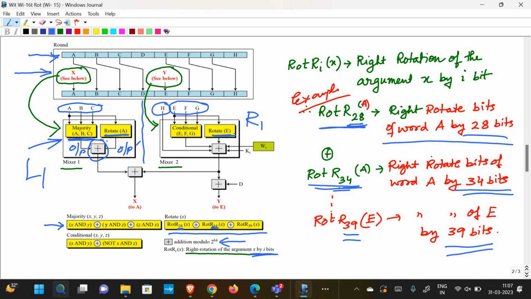In the right hand side, if you observe, there is another rotation there. But in that case, the word is E. But again, the 28, the 34 and the 39 bits are rotated for the E word as well. So rotate A and rotate E remain the same. That's why it is given here as rotate by X. You can see at the bottom, it's mentioned over there, rotate X. Alright, so the rotate function is the same in both L1 as well as R1.